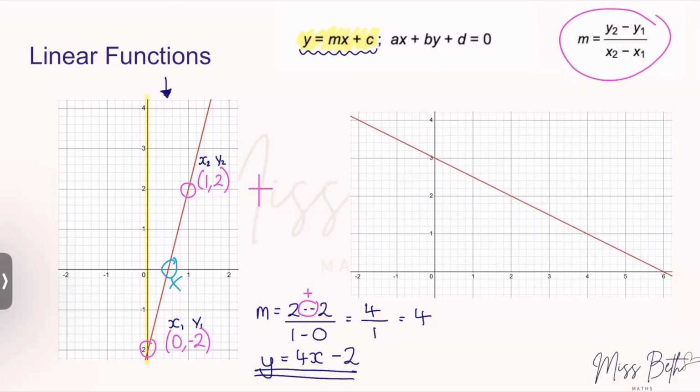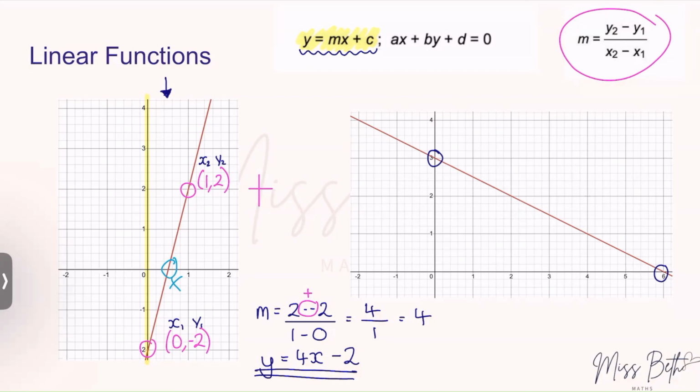I would like you to have a go now at the one on the right-hand side. Actually, no, sorry. We'll do this one together and then I'll let you have a go at the next one. So again, we're going to pick 2 points. I'm going to pick this point here because I can see it goes exactly through the grid lines. And I'm also going to pick this point here. I can see there it goes through the grid lines like I need it to.